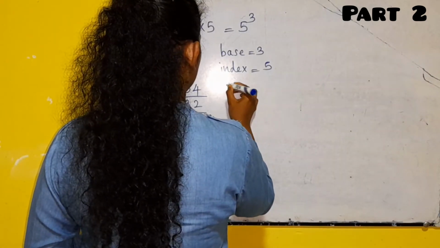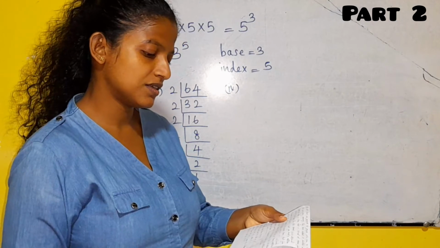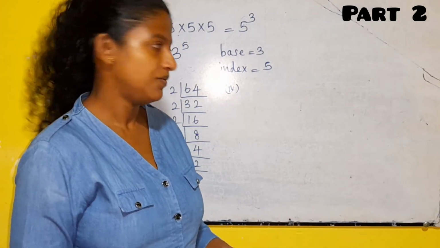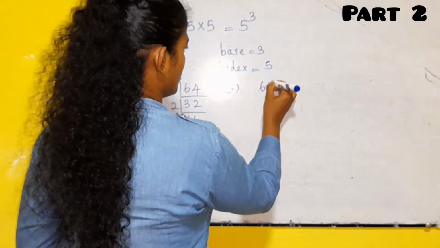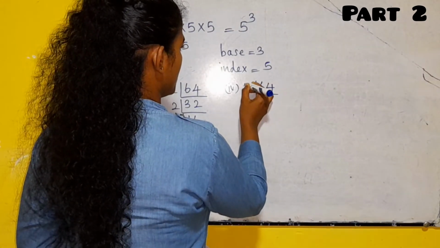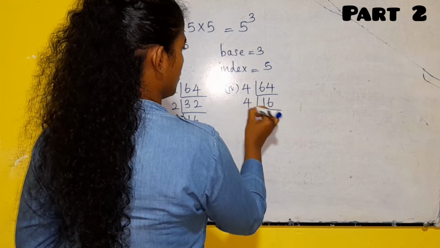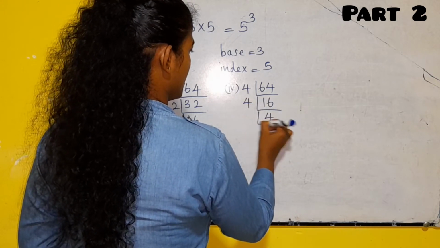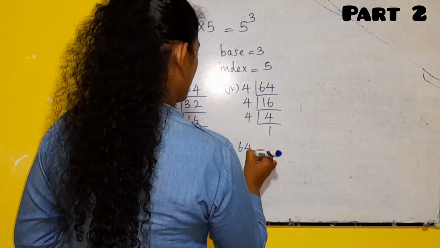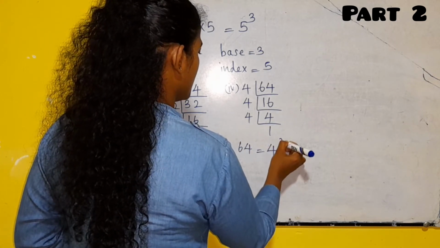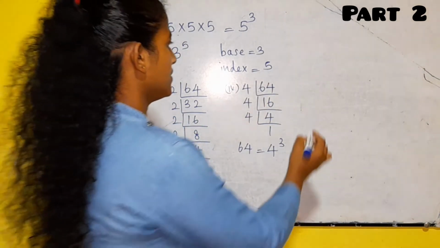Number 4. Write down 64 as a power of a different base. We will write this as a power of 4. For that, you have to divide by 4. 4 times 16, then again divide by 4, 4 times 4, again by 4, 4 times 1. Then 64 is equal to 4 to the power 3, because 3 fours are there. Number 5.